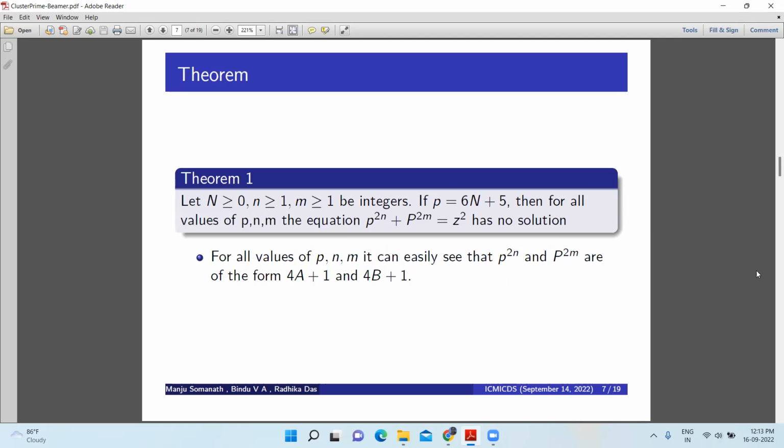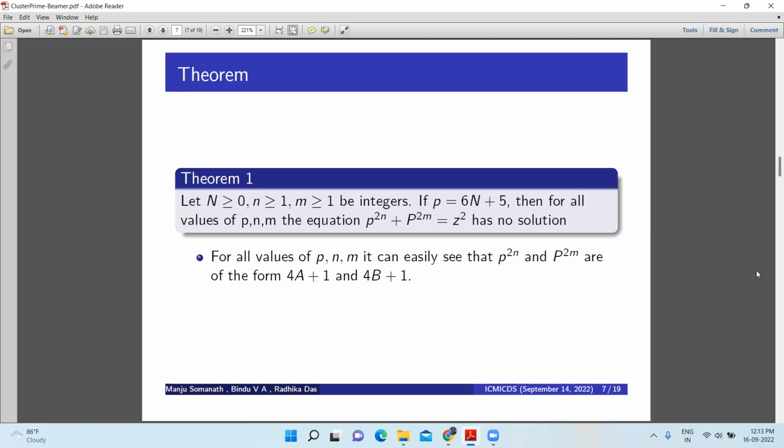The first theorem: if the powers of p and capital P are even integers, that is, when capital N is greater than or equal to 0, small n greater than or equal to 1, m greater than or equal to 1 are integers, and if the prime number is of the form 6n plus 5, then for all values of p, n, m, the equation p raised to 2n plus P raised to 2m equal to z square has no solution.